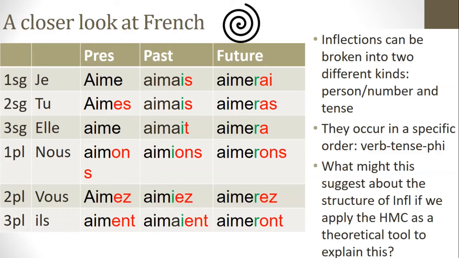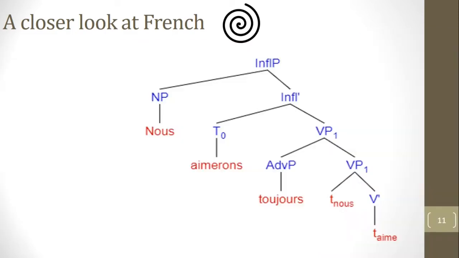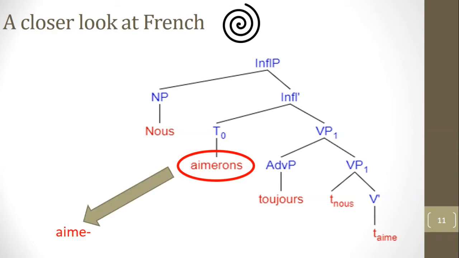Now, where does this leave our current analysis of French, which we have in this particular tree? This tree accurately reflects the fact that the verb occurs in the head of the inflection phrase, and therefore comes before the adverbial. However, the verbal head is clearly a complex morpheme with at least 3 separate morphs in it. And it seems a bit unsatisfying just to leave it like that, because we currently have no way of explaining why it occurs in that particular configuration.